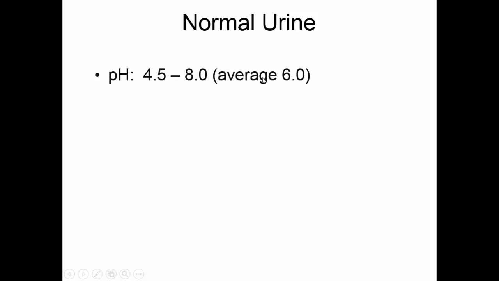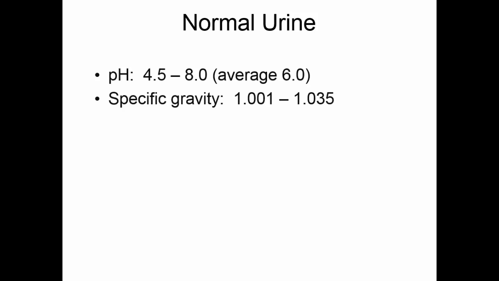Normal urine has a pH between 4.5 and 8.0. It's usually just slightly acidic at about a pH of 6. It has a specific gravity of 1.001 to 1.035. Specific gravity is a measurement of the urine against pure water. Pure water has a specific gravity of 1.000.